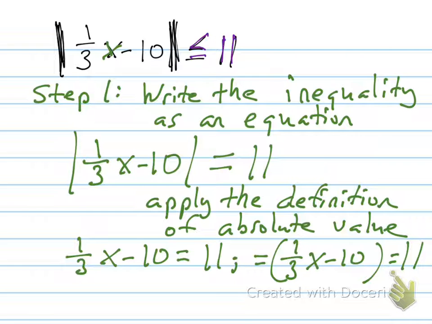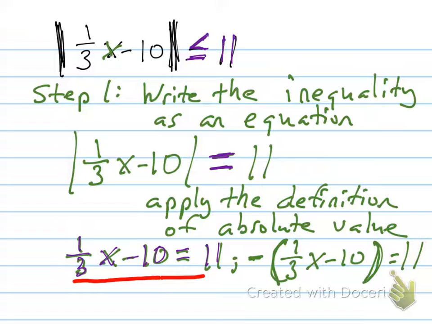Step 1 would be to write the inequality as an equation. So the less than or equal to sign is going to change into an equal sign. This is just a preliminary step. This is just temporary to help us find critical points. Now we're going to apply the definition of absolute value, which is that you take what you see inside the absolute value bars, set that equal to 11, and then you are also going to take the negative of what was inside the absolute value bars. So the opposite of 1/3 x minus 10. So now we have two equations. We have equation 1 and we have equation 2.